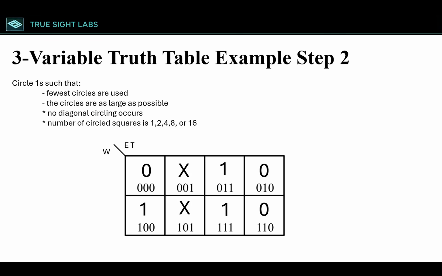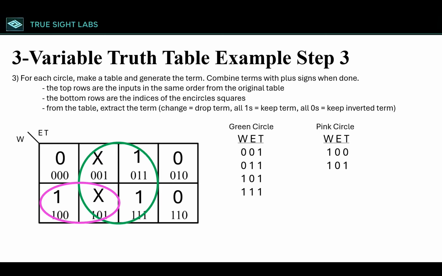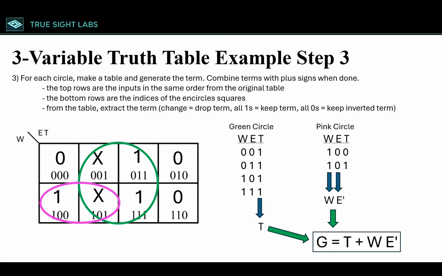Step 2 is grouping. Now we circle the ones, and we can include Xs if they help us make larger circles. Here, the best simplification comes from making these two groups, as shown. Step 3 is generating the expression. For each circle, we list the indices inside it, then we look down each variable column. If a variable changes, we drop it. If it stays 1, we keep it. If it stays 0, we keep the inverted version. Finally, we add the terms together to get the Boolean expression for G, shown here.